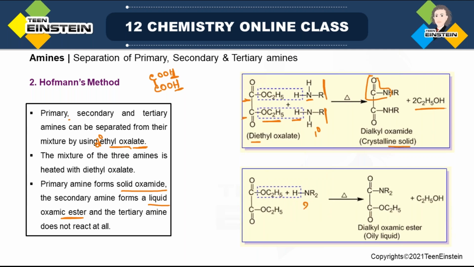So see, this is 2 degree amine we have taken, and only this is 1:1. The previous one is 1:2, but now it is 1:1 reaction. And this part there is no change, but now only 1 ethanol is removed, and you are getting dialkyl oxamic ester. And this is an oily type of liquid. So this type of observation, one is solid, another one is liquid. We can easily understand that yes, this is 2 degree or 1 degree or 3 degree, because in 3 degree there is no such reaction.